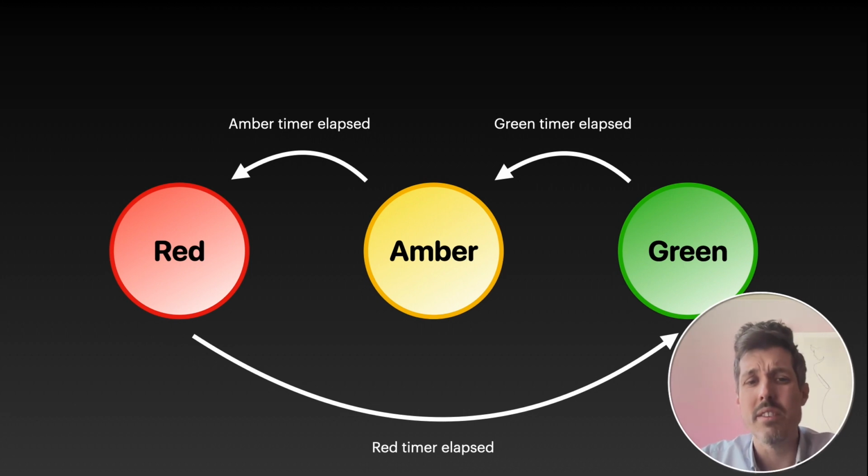Now at this point, we can actually just stand back and look at the screen and admire what we've created. We've made a state diagram. We have a finite number of states, red, amber, and green, and we have predefined transitions between them.